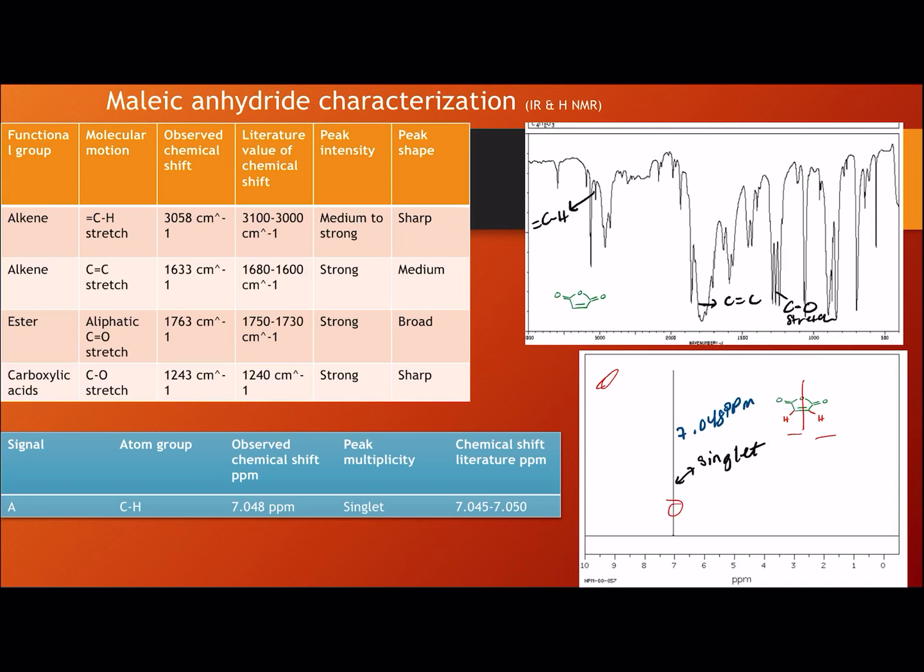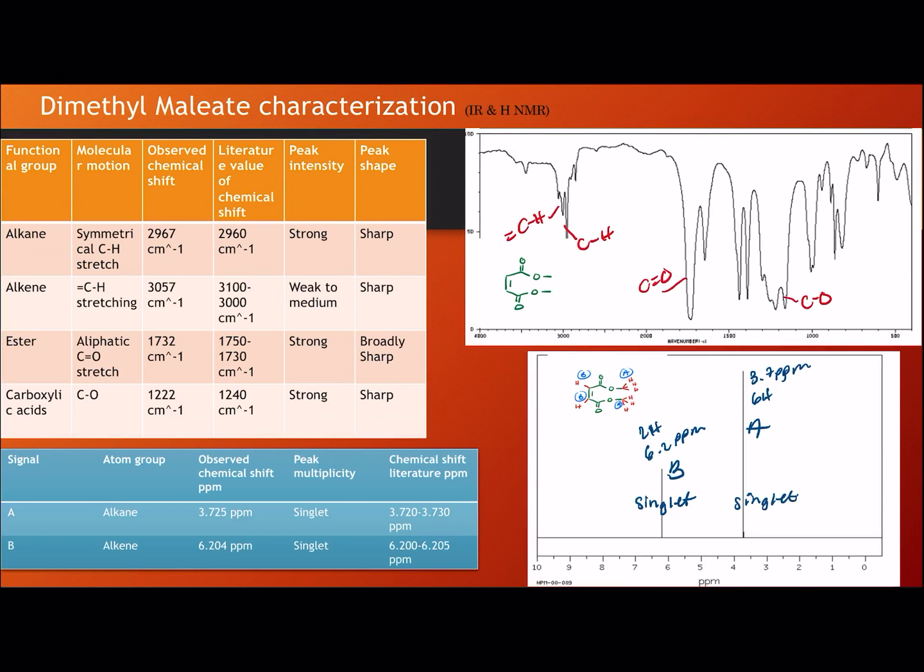So this one is fairly upfield, around 7 ppm, and we were able to see this one signal here. And so that's one of the ones that we use. We use HNMR and IR to categorize maleic anhydride, which is a starting material.